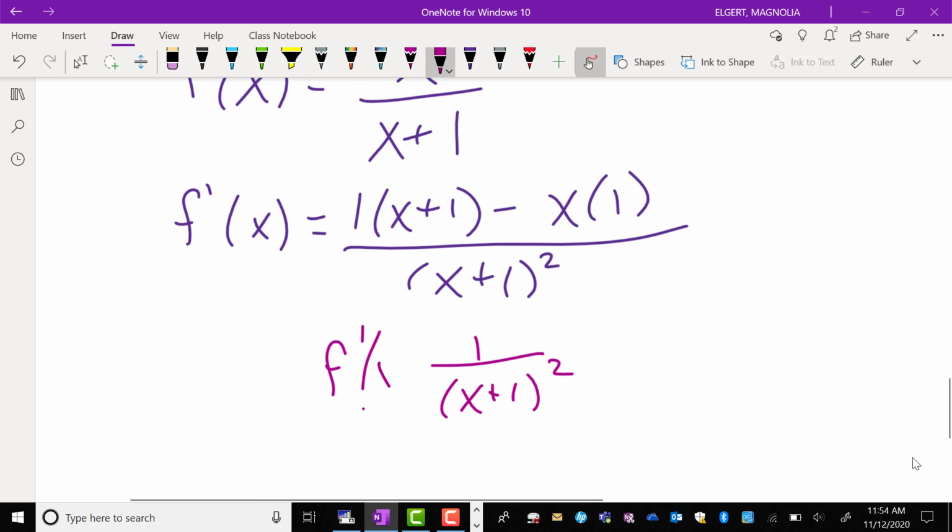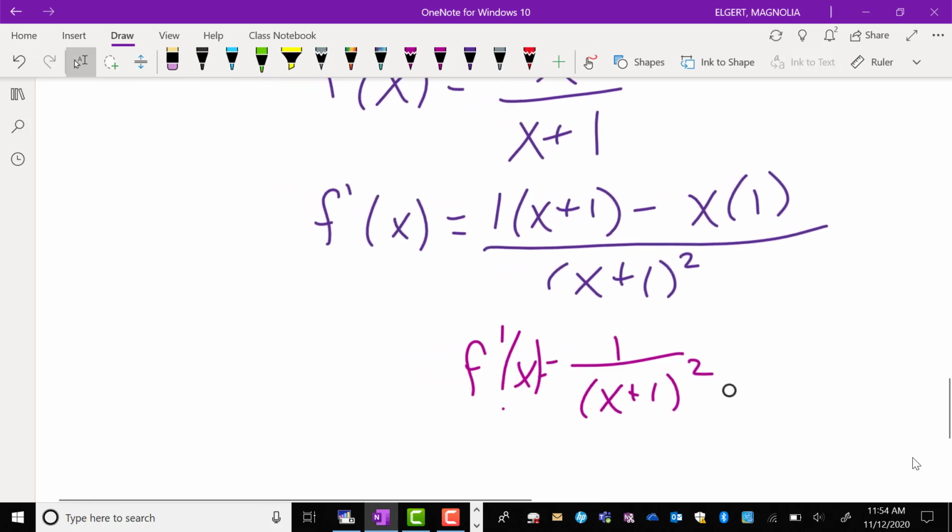And I've told you many times, like, hey, you don't have to FOIL the denominator out. But in order to get our second derivative here, you would need to FOIL that derivative out. So that would be, if I FOIL that out, oops, sorry, that would be 1 over x squared plus 2x plus 1. And then we can do our second derivative.